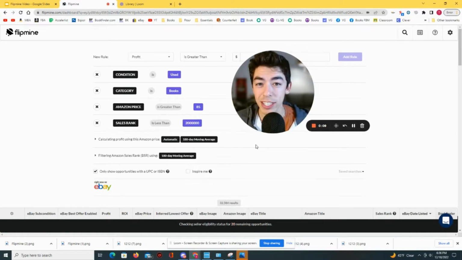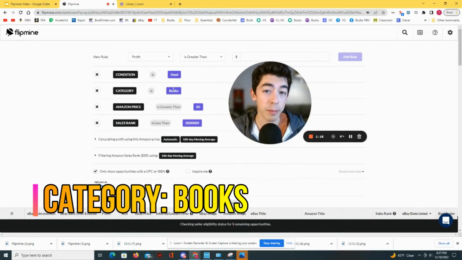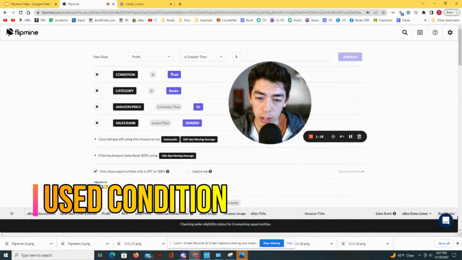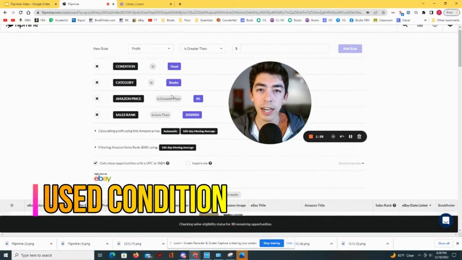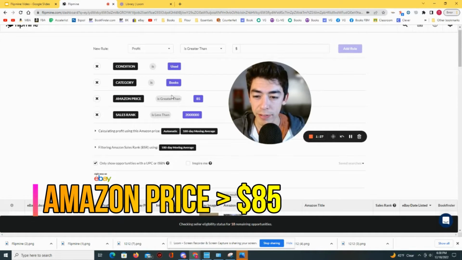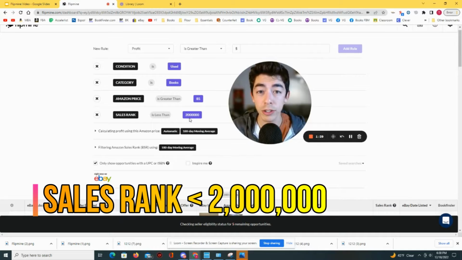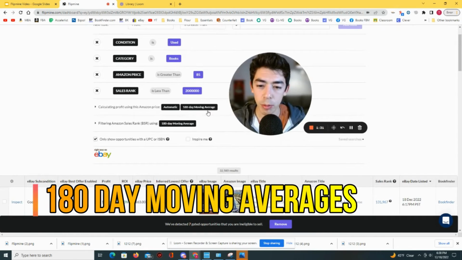This is what Flipmine looks like, and these are the exact parameters and rules that I use to find the exact books that I'm going to show you today that I bought on eBay and flipped on Amazon for some pretty incredible profits. I'm looking in the category of books because I'm a bookseller. I'm looking for used books, not new books, just used books. I'm looking for an Amazon price greater than $85, and I'm also looking for a sales rank under 2 million. I'm looking to calculate profit over a 180-day moving average, and I'm also looking to filter the sales rank over a 180-day average as well.